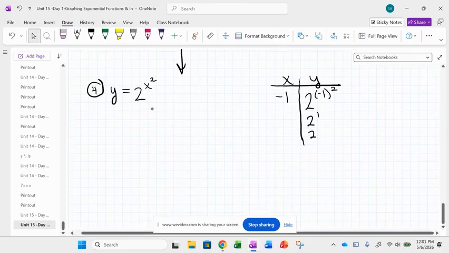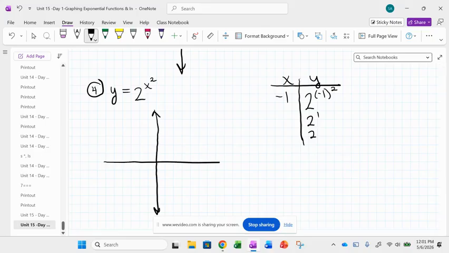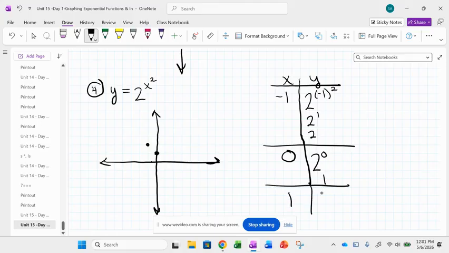So now my first point that I'm plotting will be the point (-1, 2). Now I'm going to plug in 0 for x. So we have 2 to the 0 squared. Well, what's anything to the 0 power? 1. So I have the point (0, 1). Now I'm going to plug in 1 for x. And do we agree we're going to yield a 2 again? So now I have the point (1, 2). And that's enough to figure out that it looks like that.